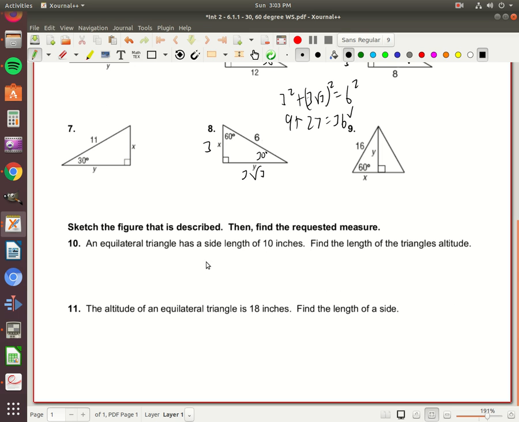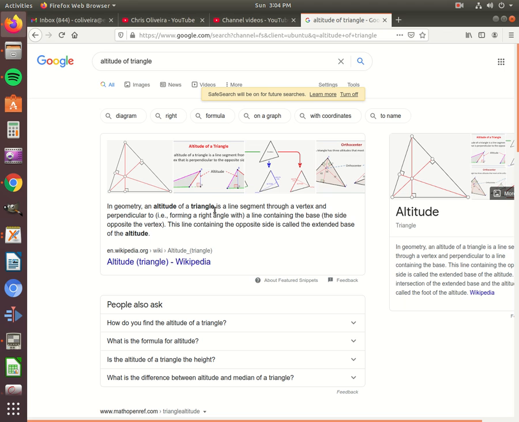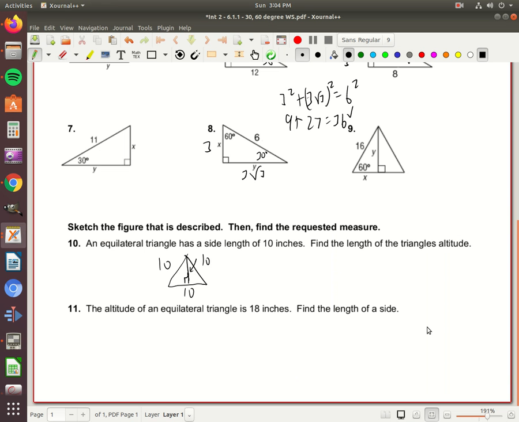Here we have some word problems. So an equilateral triangle has side lengths of 10. Find the length of the triangle altitude. Just so you know, this would be the altitude right there. I'm pretty sure. Let me pause that and make sure that altitude is a line segment through a vertex and perpendicular to the other side. So if you look over here, you can see that I would get that right angle. So it goes from the vertex here and it makes a right triangle. And then on this one, they're saying the altitude is 18. So can you find the side length?